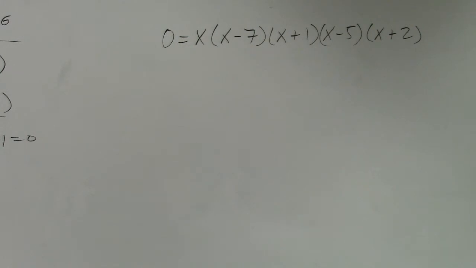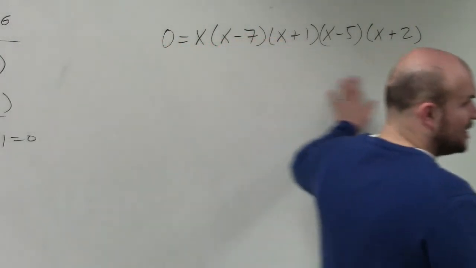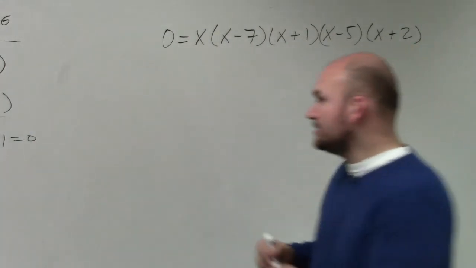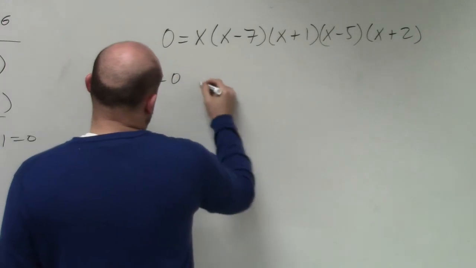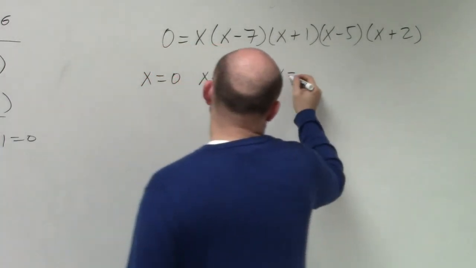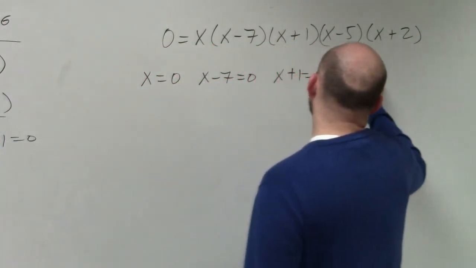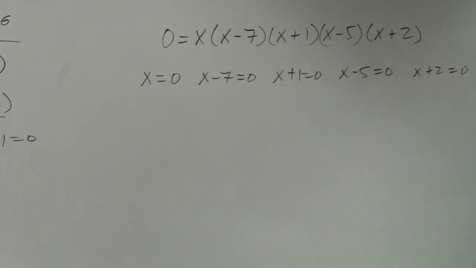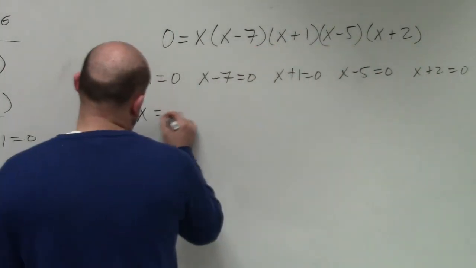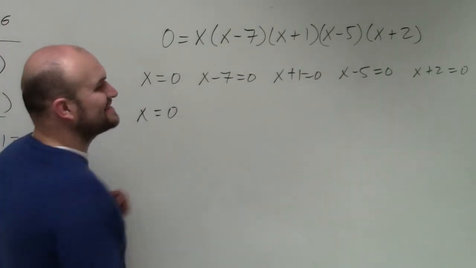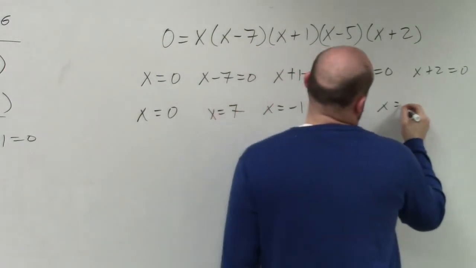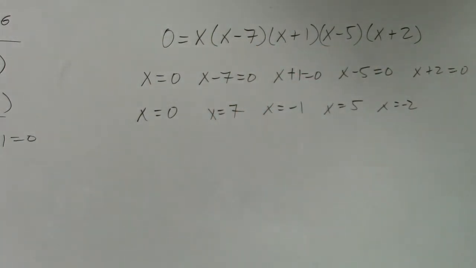Find all the zeros. Guys, if this is factored and I'm telling you to find all the zeros, all you do is set each of these equal to 0. So x equals 0, x minus 7 equals 0, x plus 1 equals 0, x minus 5 equals 0, x plus 2 equals 0. Now, x equals 0, good. So, x equals 7, negative 1, 5, negative 2. That's it. High five.